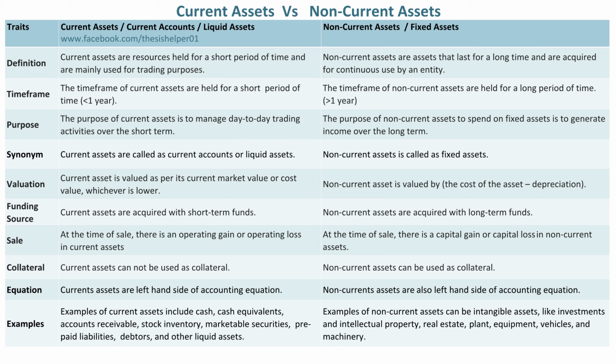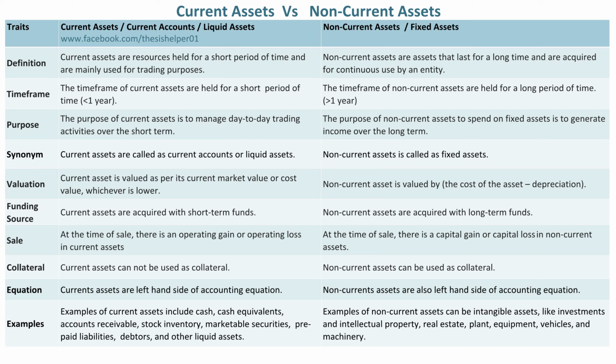The time frame of current assets: they are held for a short period of time, such as less than 1 year. Whereas, the time frame of non-current assets: they are held for a long period of time, such as more than 1 year. The purpose of current assets is to manage day-to-day trading activities over the short term. Whereas, the purpose of non-current assets, which is to spend on fixed assets, is to generate income over the long term.